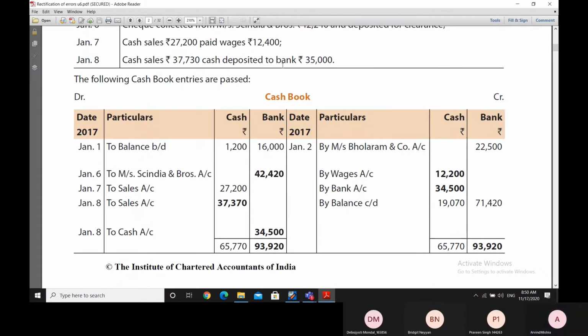because the amount which is deposited in the bank account, 35,000, that was a cash deposit, and it is mentioned here, a double entry has been made, or a contra entry attempt has been made here, that cash is taken out and cash is deposited in the bank.